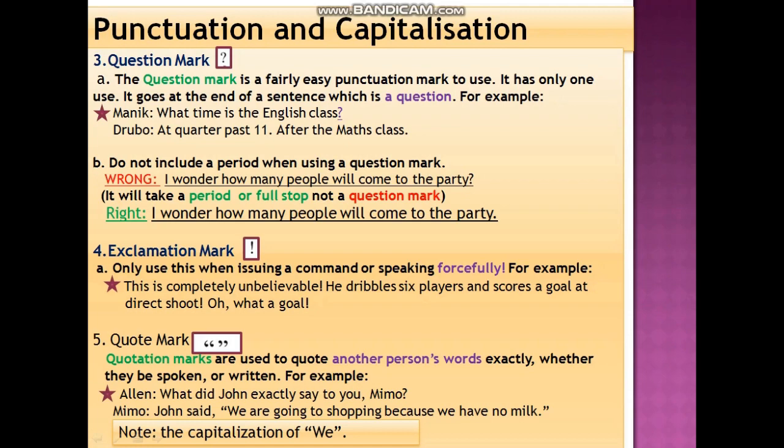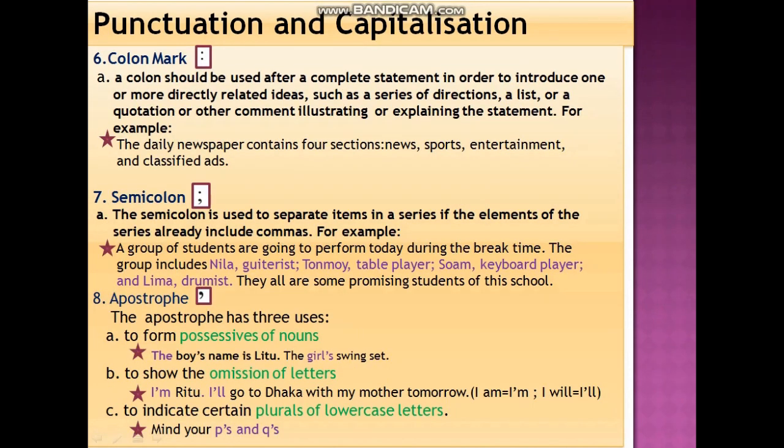Is it okay, student? Quotation mark muloto onno byaktir kotha ba bakkoke hubohu jebhabe bola hoy ba likha hoy shebhabe tule dhora hoy dui pashe duto double comma chinhor moto je chinho ti royeche shetake quotation mark bola hoy ba quote mark bola hoy. Okay, student, here is a note for you. The capitalization of we here, we are going to shopping because we have no milk, is a complete sentence and the first word is we and the first letter is W.